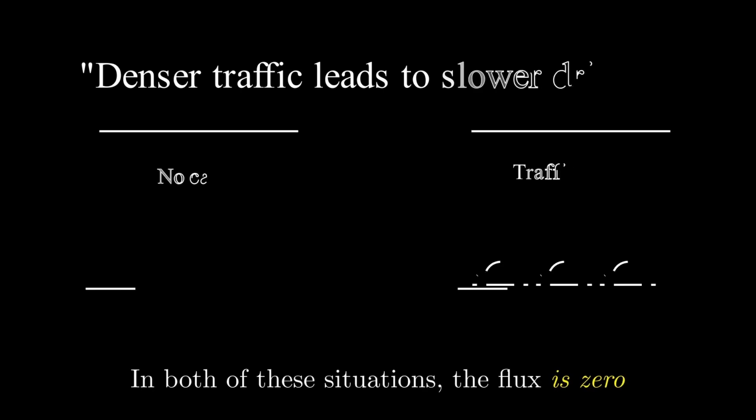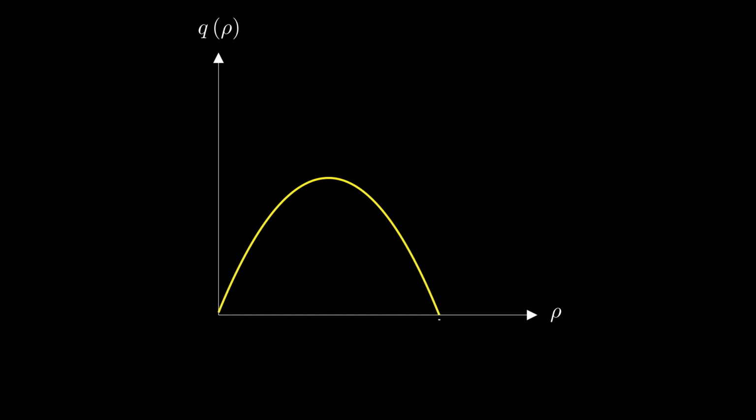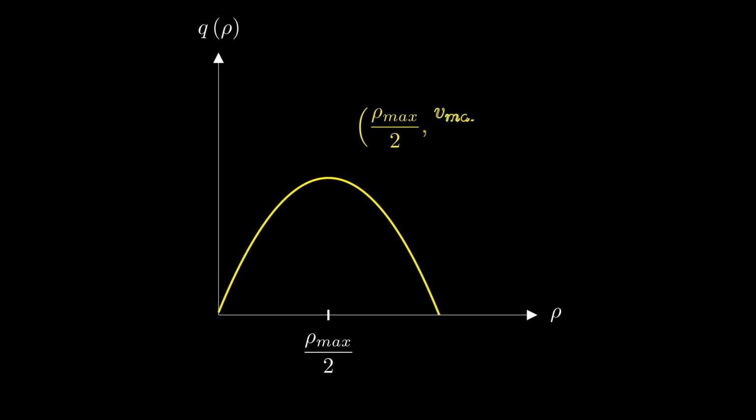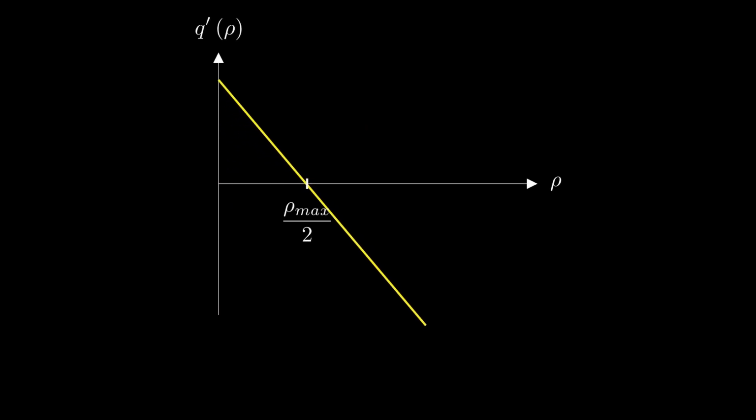These 2 situations precisely correspond to the roots of the expression we have above, as Q vanishes when rho is 0 or rho max. We can also find, as per this model, the optimal traffic density for maximum traffic flow rate. This would correspond to half the maximum density. So, at half maximum density, the flow of the cars is maximized. The graph of the derivative of the flux is a straight line. This shows us that the derivative of the flux is a decreasing function, as expected, which is precisely the information we need to start our analysis, as you'll see.